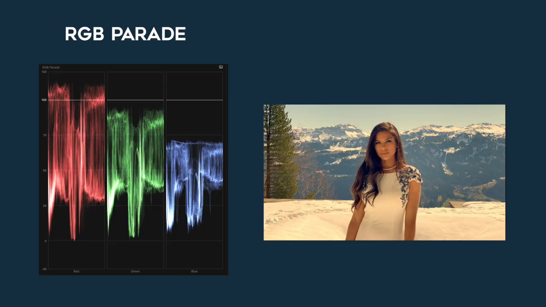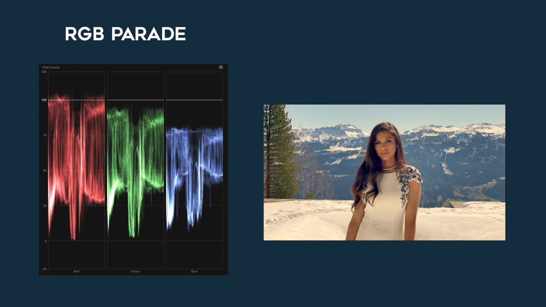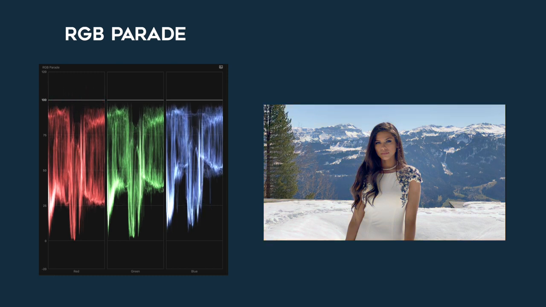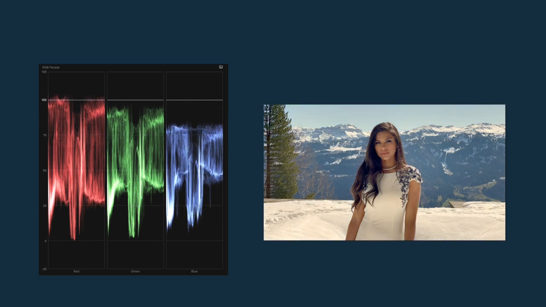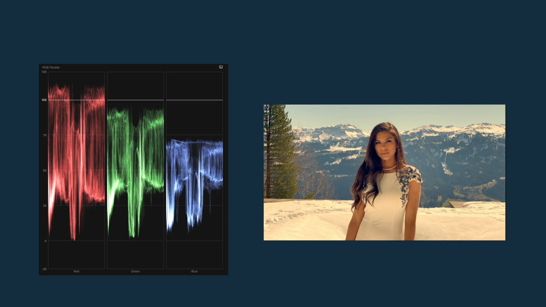So next we will color correct white balance issues. You want to make your whites look white and your blacks look black. For this, I like to use the RGB parade. So when an image is balanced, the red, green, and blue traces align with each other in the highlights and shadows. If an image is unbalanced, the red, blue, and green channels will appear offset, causing a strong color to be dominant.